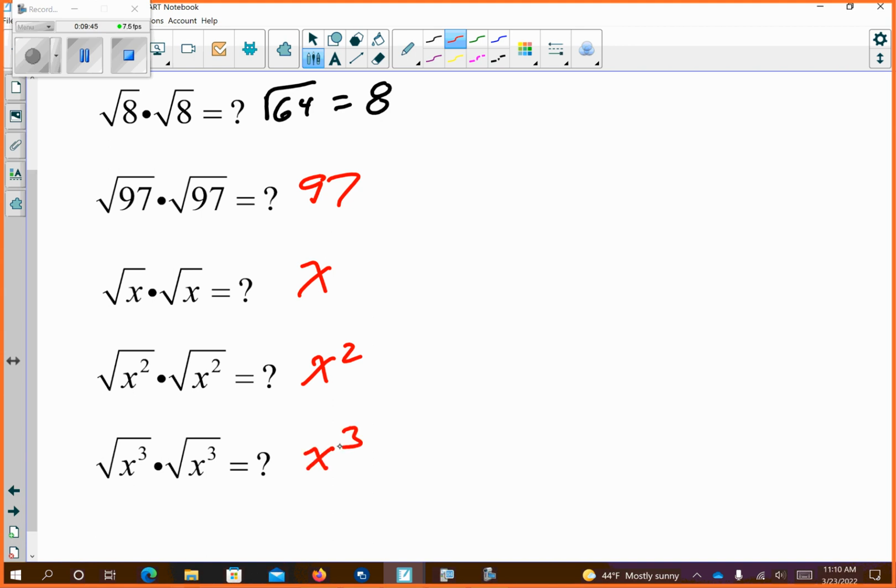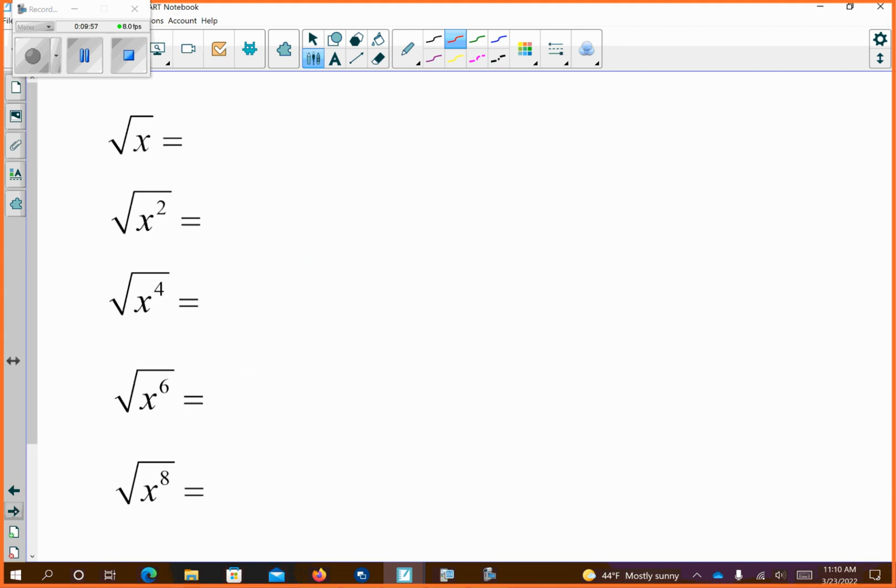X to the third. Okay. Huh. All right. Let's see. Square root x. Is x a perfect square? No, this is just this. So what's the square root of this? Careful. It's just x. All right, little challenging. So square root x didn't break up. Square root x squared broke up.